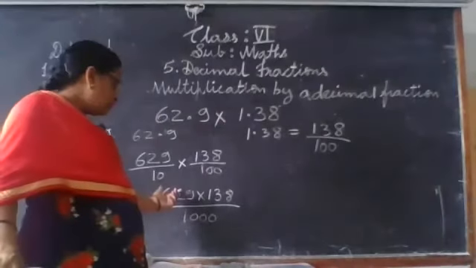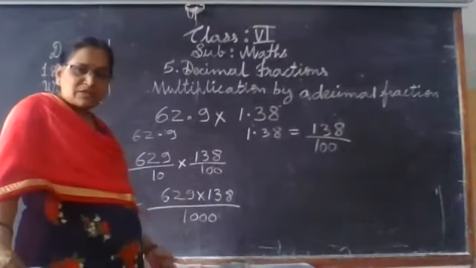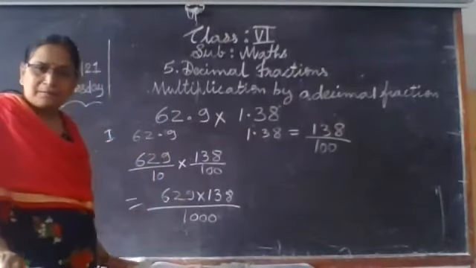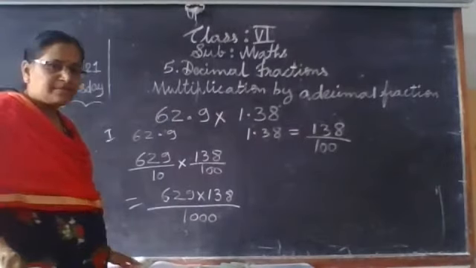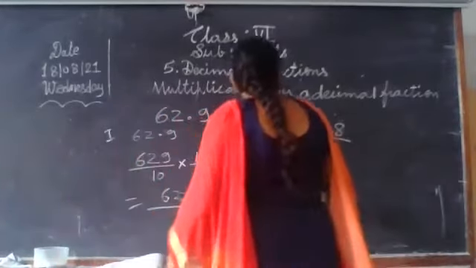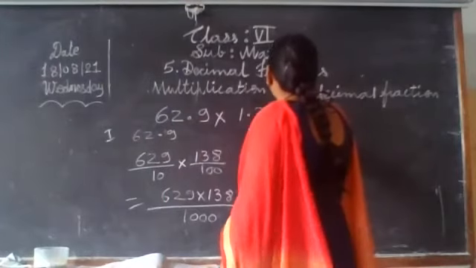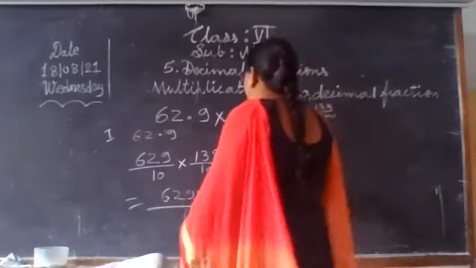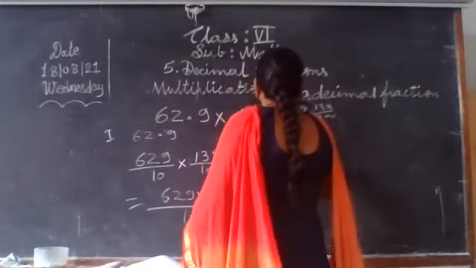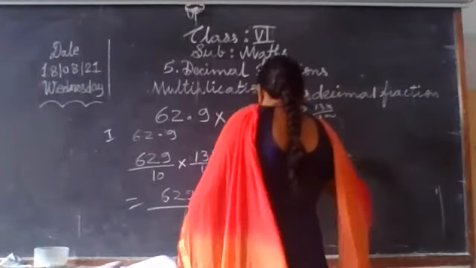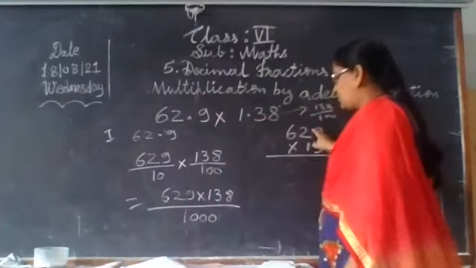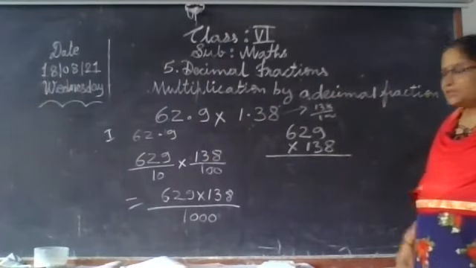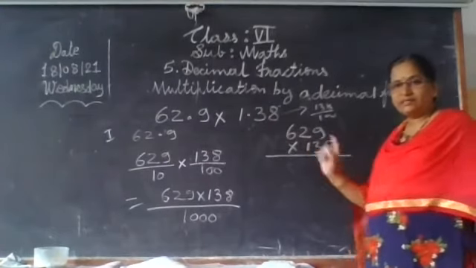So what to do, beta? We know how to multiply the whole numbers. And the denominator is 1000. So after the final answer, see, it has 3 zeros, so we will put the decimal from the right side after 3 places. Got it, children? So let's multiply 629 by 138. Here I need some space to multiply. So first we will multiply this 629 by 8. We don't know the table of 138, so we will multiply by 8, then 3, and then 1.